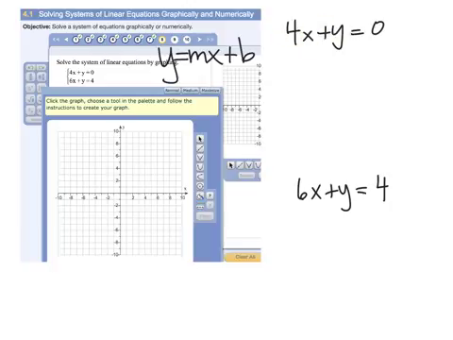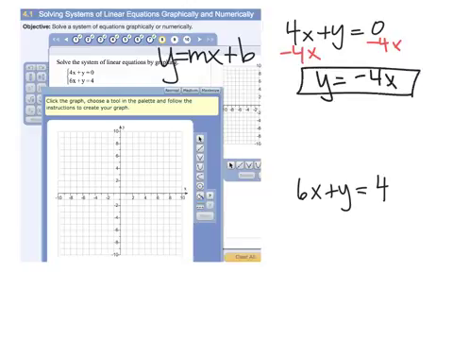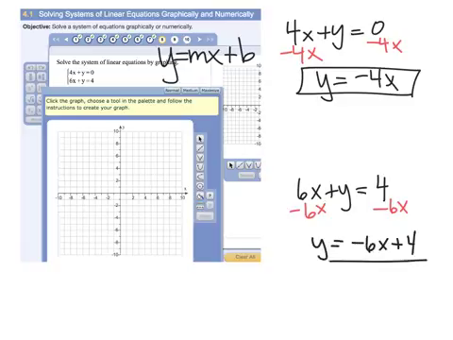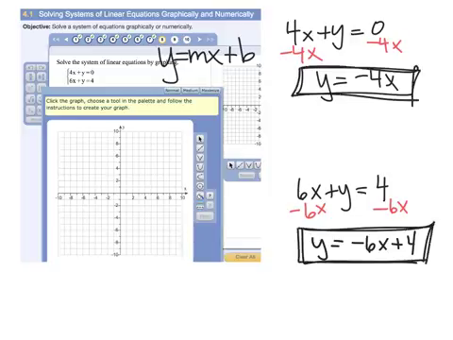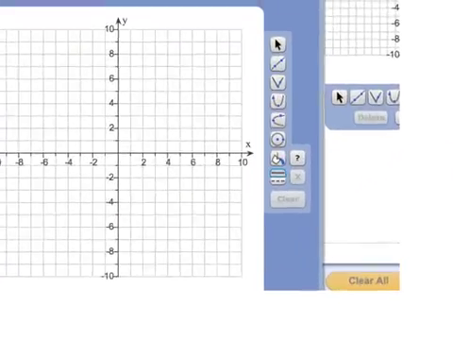So that means we need to get the x on the right side of the equal sign. So we're going to subtract 4x. And so we end up with y is equal to negative 4x. So that is the first line. There is no intercept. Now we're going to take care of this one as well. We've got to get rid of that 6x from the left side. And so we end up with y is equal to negative 6x plus 4. So here are our two lines that we're going to be graphing over here on our grid.